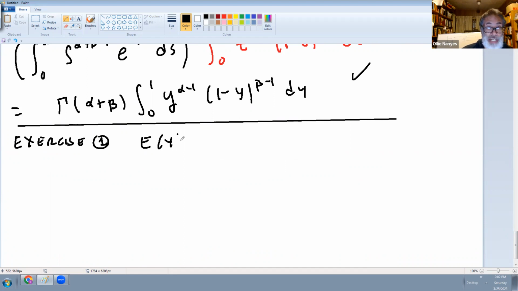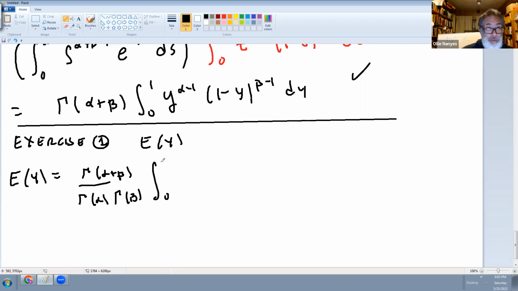Calculate the expectation. Now the expectation is going to be, we'll start writing this down. It's going to be the integral from 0 to 1 of y to the alpha minus 1, 1 minus y to the beta minus 1, dy.